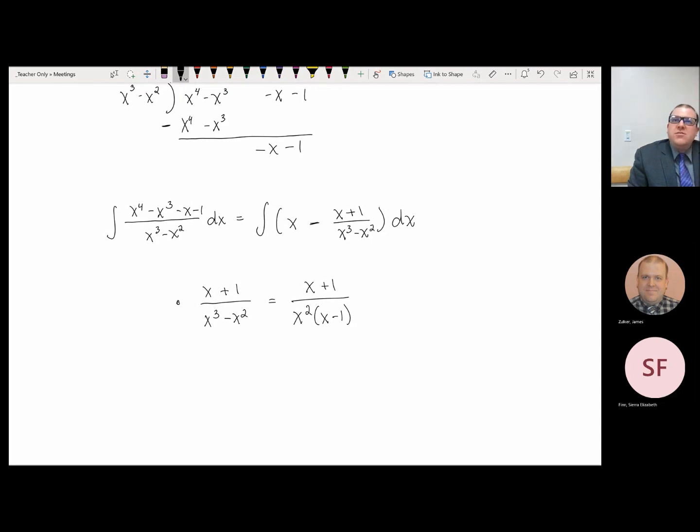I factored a negative out. If you didn't factor it out, it would be x plus x minus 1 over x cubed, negative x minus 1. Right, yeah. Both give you the same thing. It's just I don't like negatives, so I factor it out. But it doesn't matter.